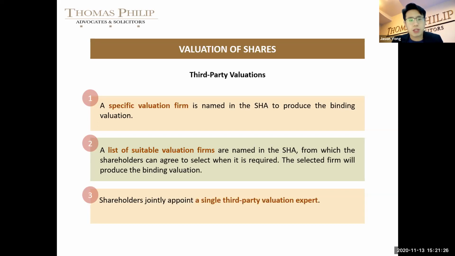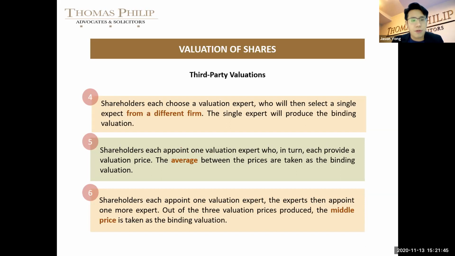Now, the third one is where shareholders, at the point of the valuation of shares, when the valuation needs to be done, will jointly appoint a single third-party valuation expert. Okay, which again is not very feasible if parties are in dispute. Now, number 4 is where shareholders each appoint one valuer, who will then jointly appoint a third valuer, and the third valuer will be the one to produce the binding valuation.